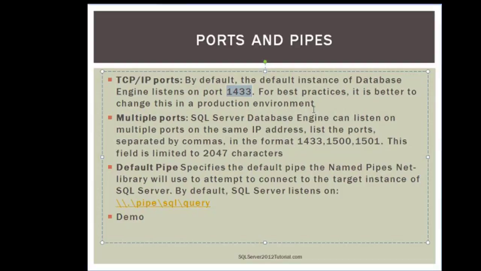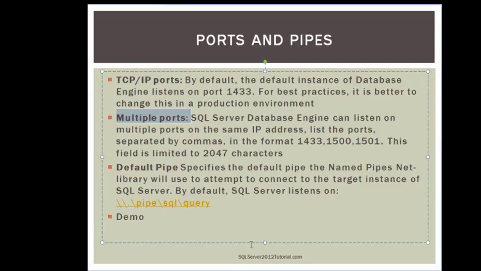At places I have used 1500 or 1501, but you can really pick a port that's available to you. You can also have the ability to listen on multiple ports on the same IP address, okay? And what you do is you list the ports separated by comma. So like I just mentioned, you could go 1433 comma 1500 comma 1501. This field is limited to 2047 characters, but obviously you can put in different ports.